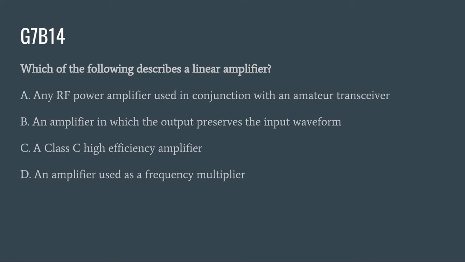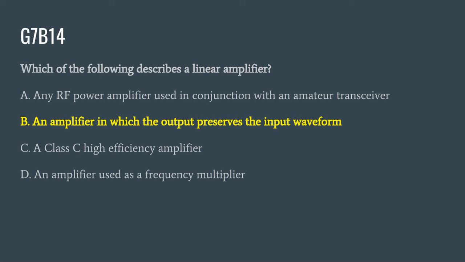G7B14, which of the following describes a linear amplifier? A, any RF power amplifier used in conjunction with an amateur transceiver. B, an amplifier in which the output preserves the input waveform. C, a Class C high-efficiency amplifier. Or D, an amplifier used as a frequency multiplier.